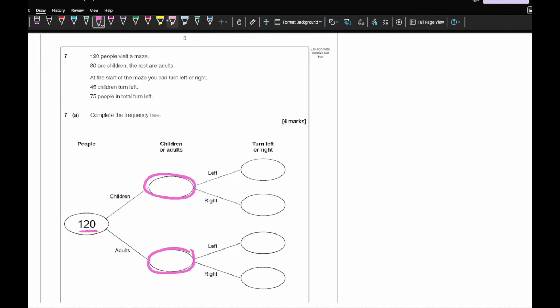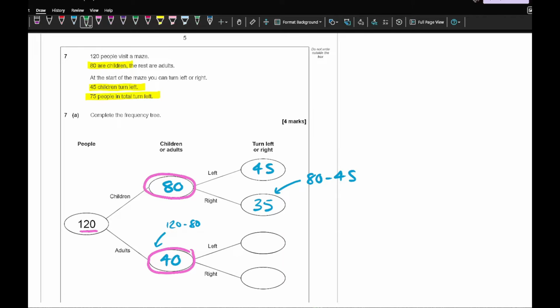Now in the first bit of information we've been given, we know that there are 80 children. So this number here is going to be 80. To work out this number here, I'm going to do 120 minus 80, which is 40. Now it then says in the second bit of information that you can either turn left or right. 45 children turn left. So from the children, 45 turn left. So to work out this number here, I'm going to do 80 minus 45, which gives me an answer of 35.